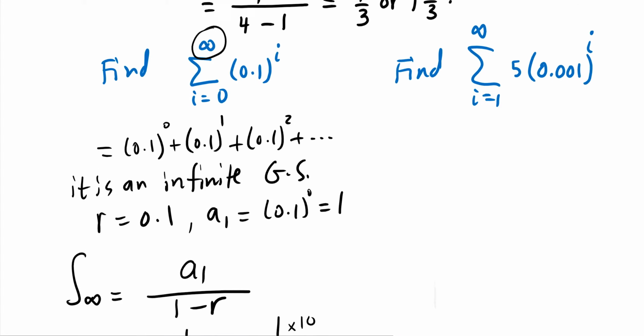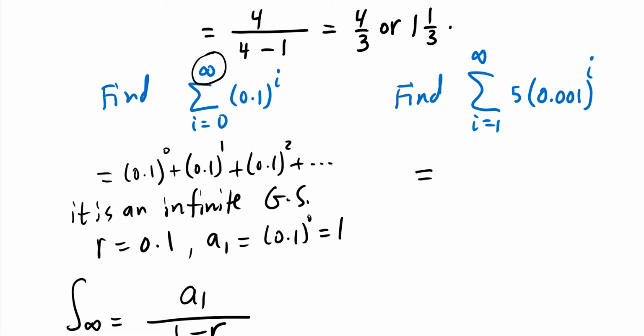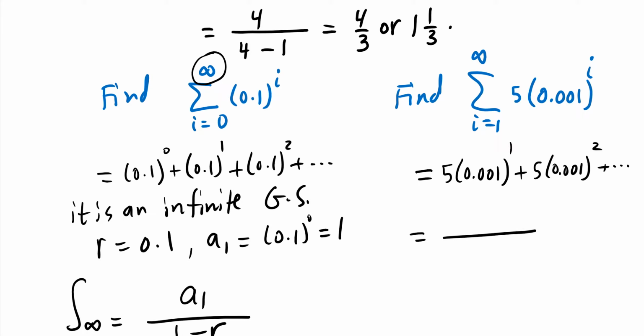For the other one, here is again 5 times 0.001 to the first power, 5 times 0.001 to the second power, and so on and so forth. Notice it's an infinite geometric series. The common ratio R is always there, multiplying by 0.001, which we can find the sum, which is the first term, A1, over 1 minus R, 0.001.